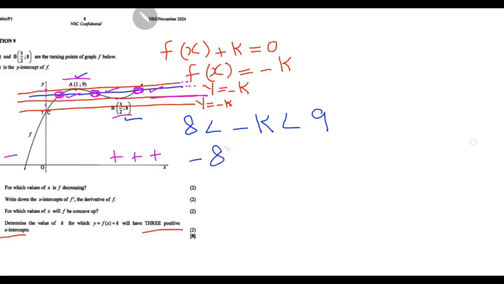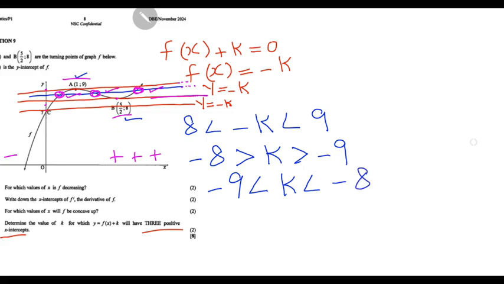And when you divide by a negative, the inequality sign changes, now becomes the greater than sign, k. Also I divide the right hand side by negative 1 as well, becomes negative 9. Now I need to write in ascending order, small to big. So first the small one, negative 9 is smaller, and then I have to again change the inequality sign, small to big, negative 9 less than k, less than negative 8. So the answer is going to be between negative 9 and negative 8. So this is my final answer.